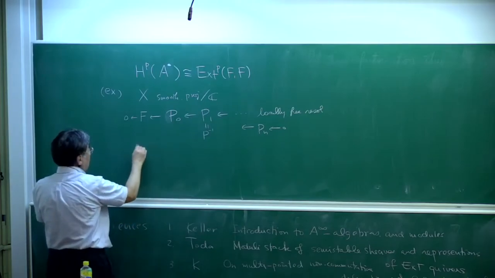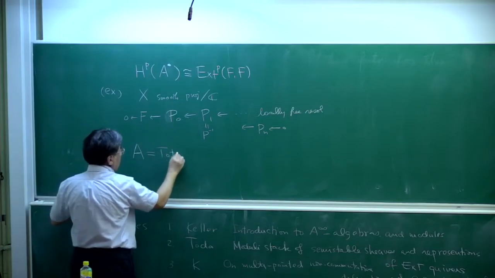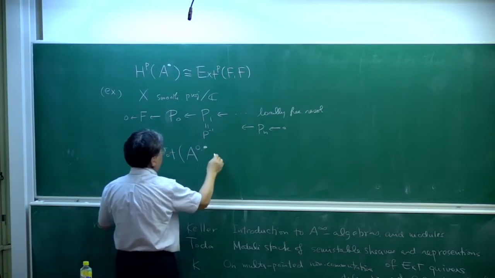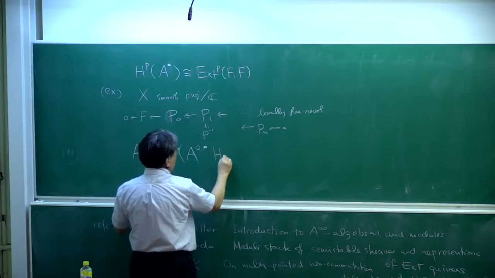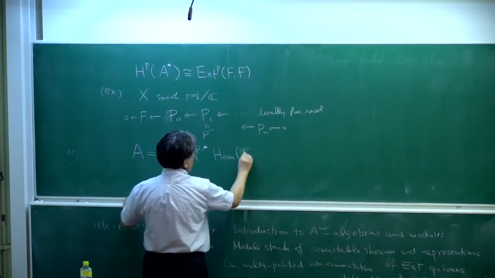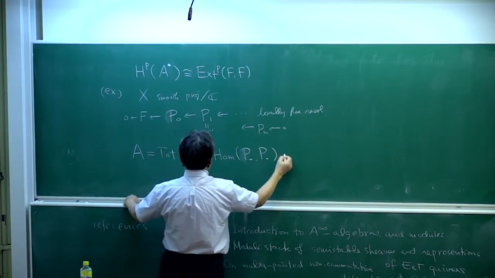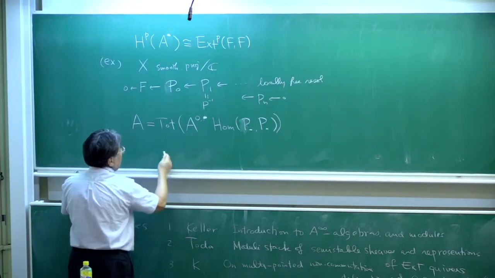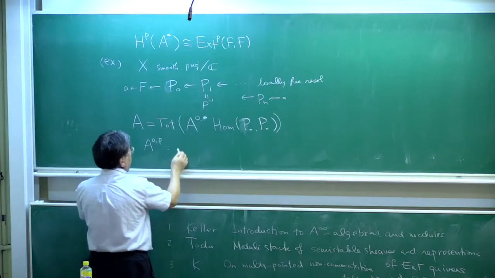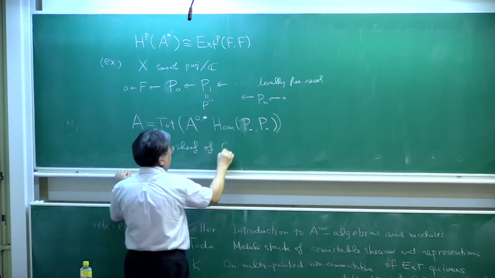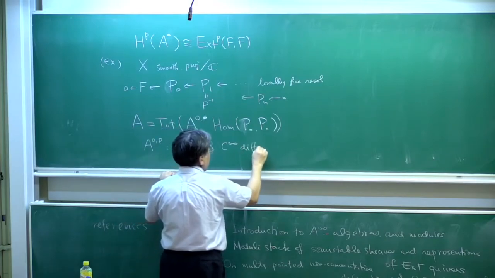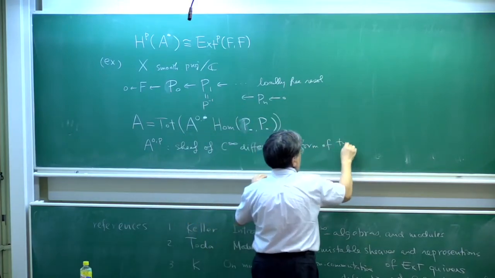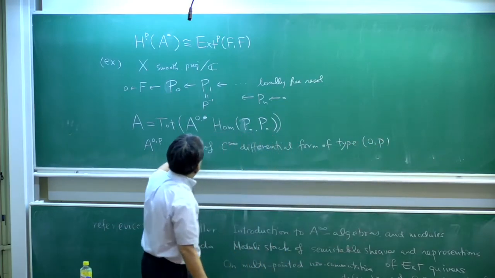And then A, in this case, is the total of A^(0,•) of Hom(P, P). So this one, A^(0,p), is a sheaf of C-infinity differential forms of type (0,p). And this is the so-called Dolbeault complex.